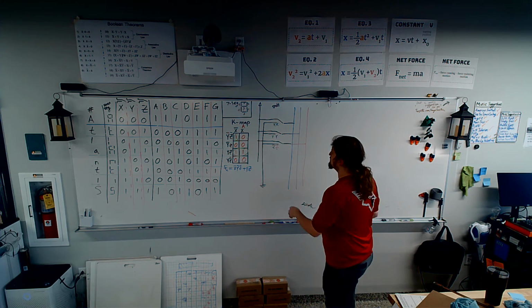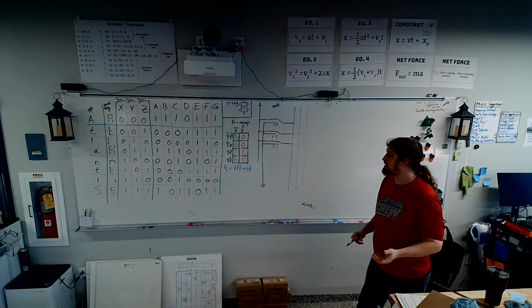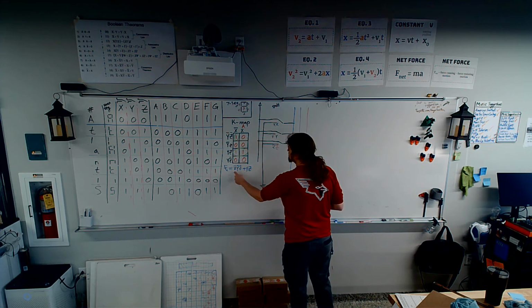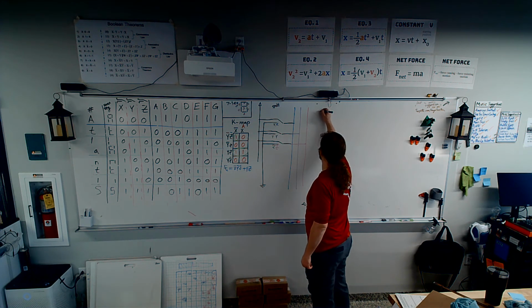So the first thing I need to do is I need to build my logic expression for segment A. The way I'll do that is I'm just going to look and I'm going to see, oh, I have X naught, Y naught, Z naught. That means I'm going to need 3 inverters to start this circuit.